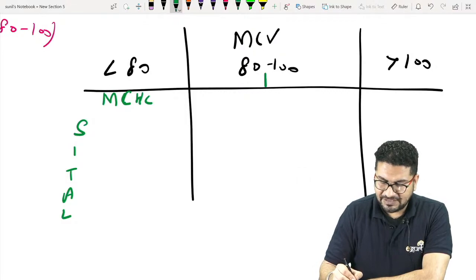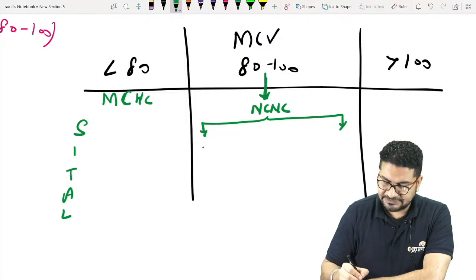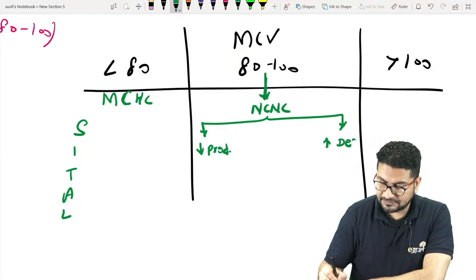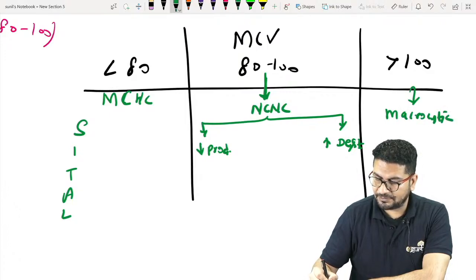If I say MCV 80 to 100, this anemia is normocytic normochromic. In normocytic normochromic, what I told you, it can be due to decreased production or it can be due to increased destruction. We'll come to this. Okay, macrocytic. This is our macrocytic anemia, and in macrocytic you have to remember two things: B12 and B9.